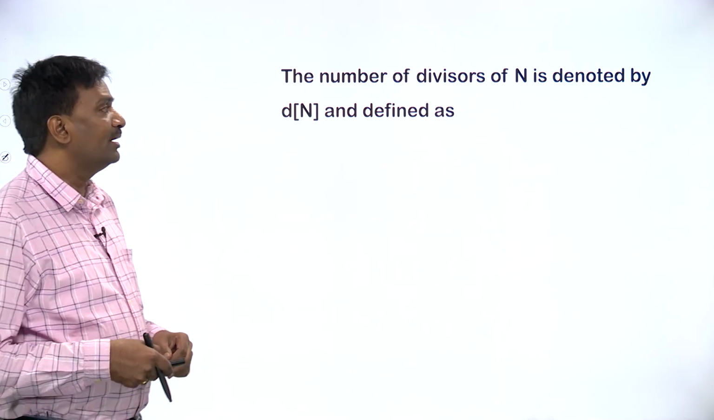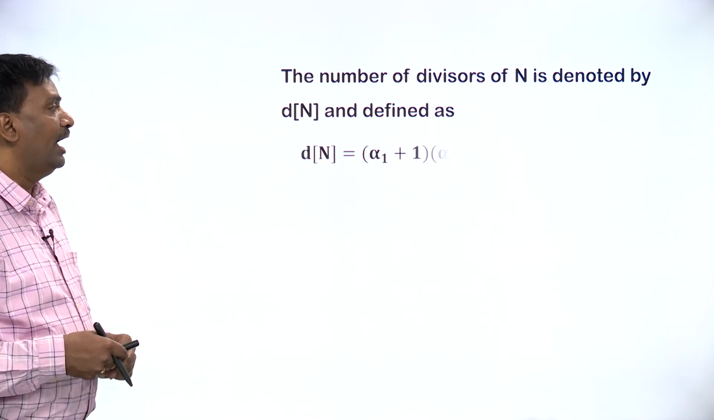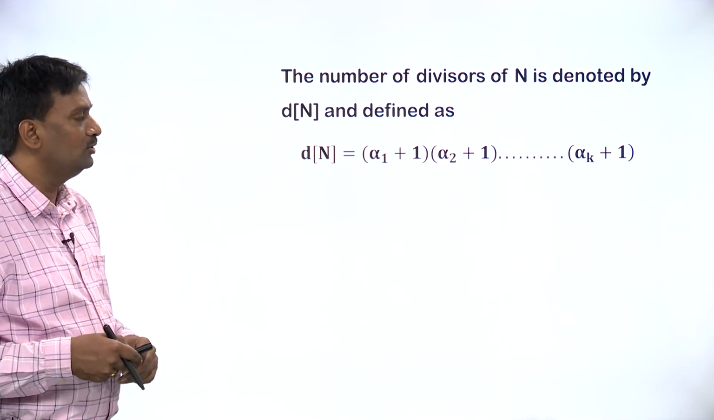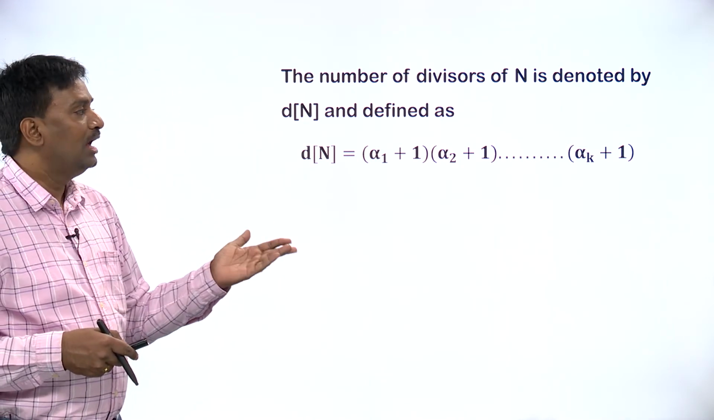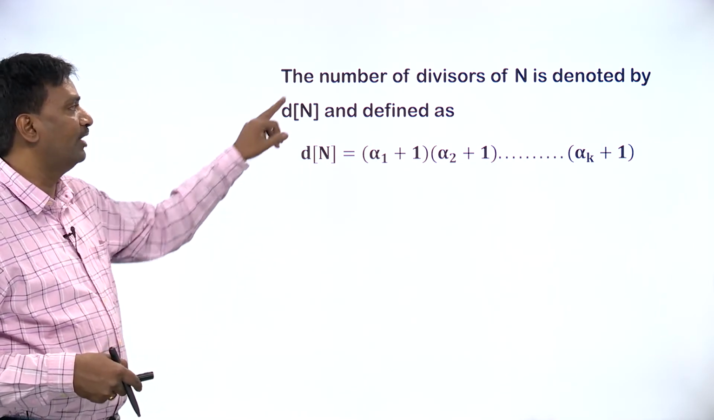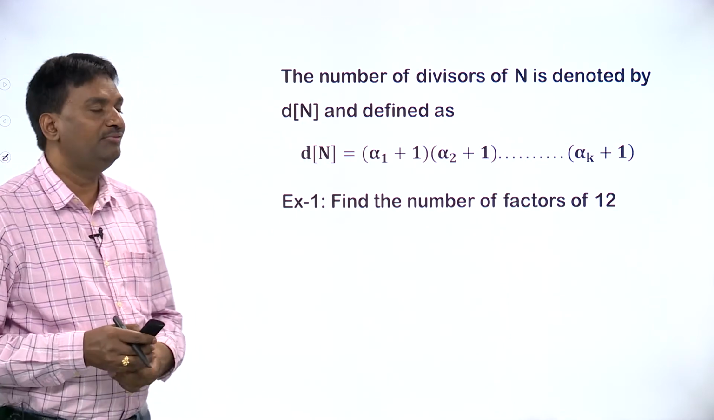Next, the number of divisors of n is denoted by d of n and defined as d of n equal to alpha 1 plus 1 into alpha 2 plus 1 into alpha 3 plus 1 into and so on alpha k plus 1. That is the number of divisors of n.